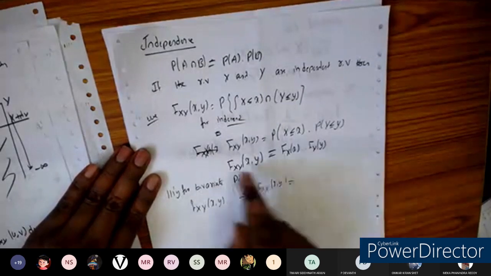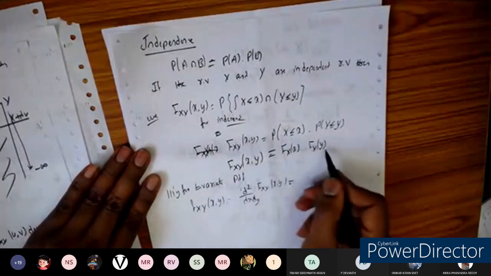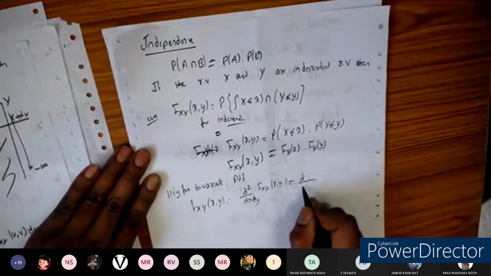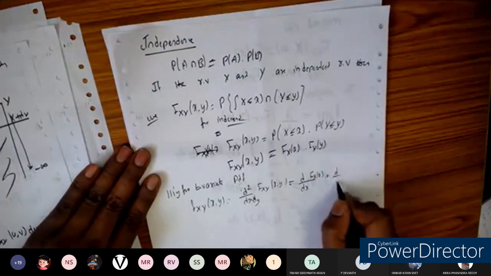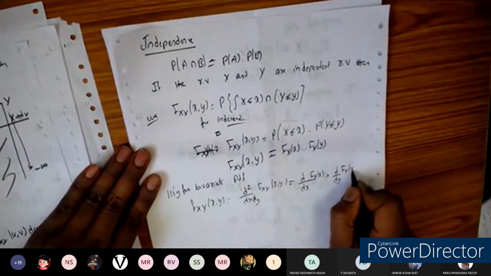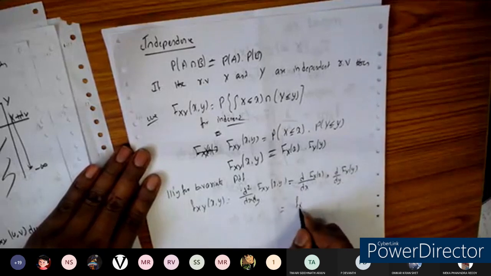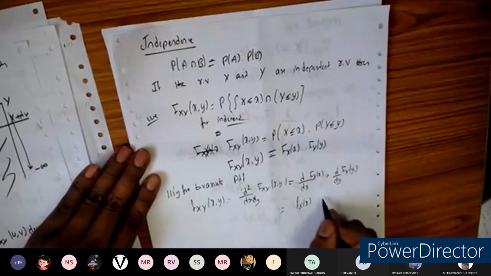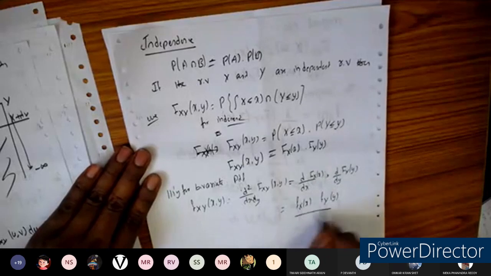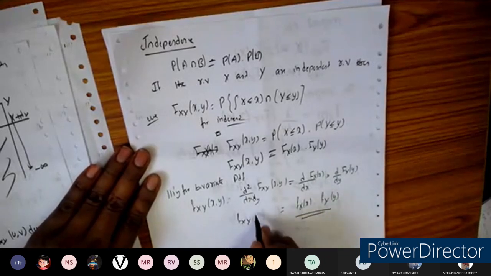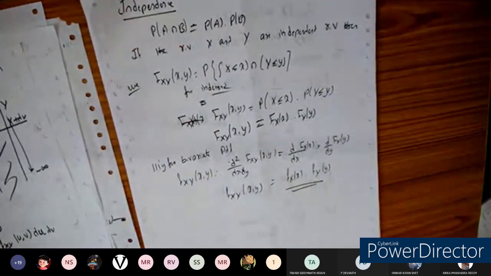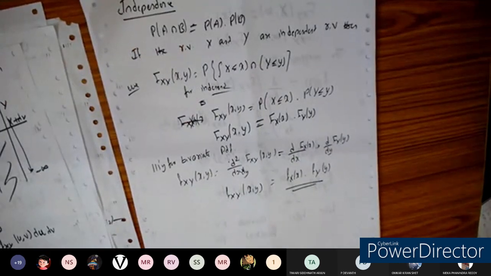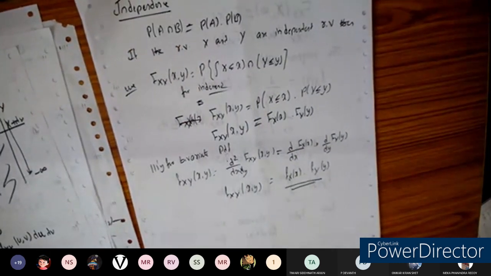Since we know that F_XY is equal to F_X(x) times F_Y(y), we can write this as d by dx of F_X(x) times d by dy of F_Y(y). This is nothing but f_X(x) times f_Y(y), because the derivative of the CDF is the PDF. So for statistically independent random variables, the PDF is the product of the individual PDFs. This is what we call independence, and for independent random variables we can use this concept.